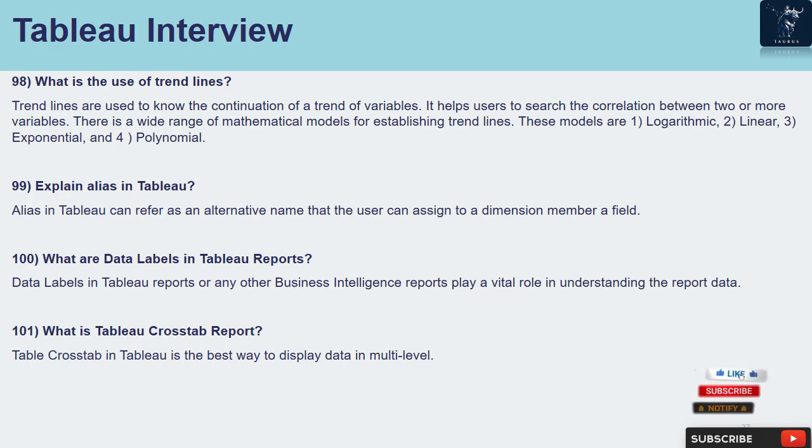99. Explain alias in Tableau. Alias in Tableau can refer to an alternative name that the user can assign to a dimension member or field. 100. What are data labels in Tableau reports? Data labels in Tableau reports or any other business intelligence reports play a vital role in understanding the report data.